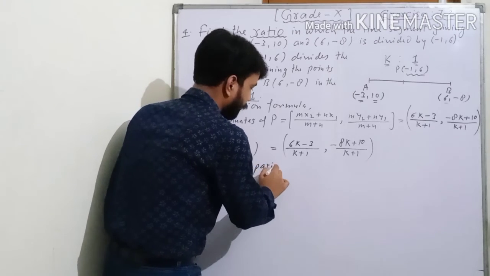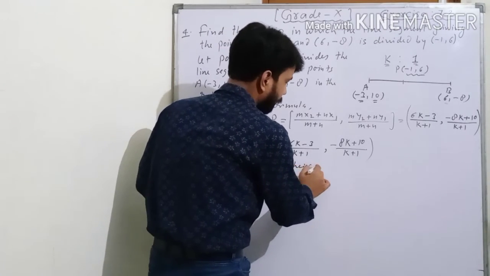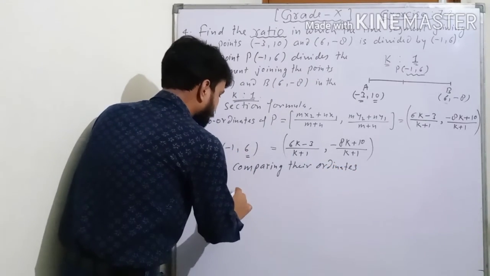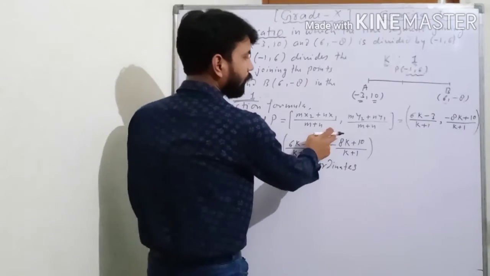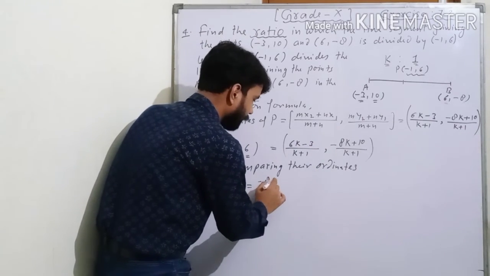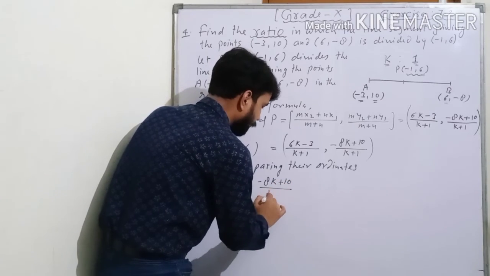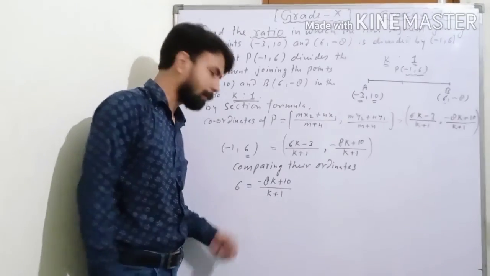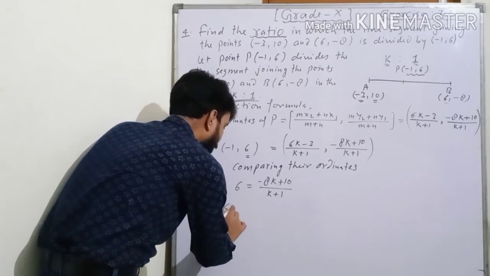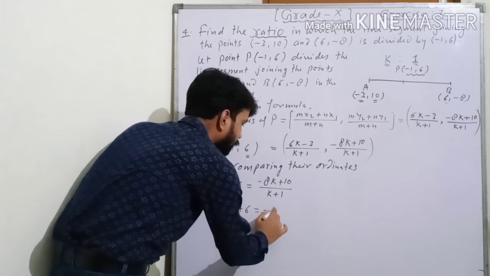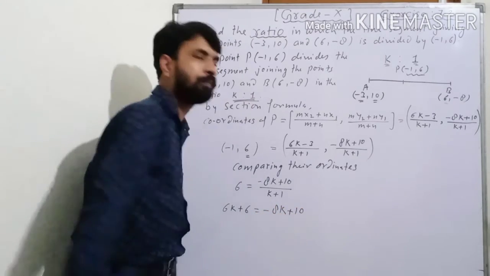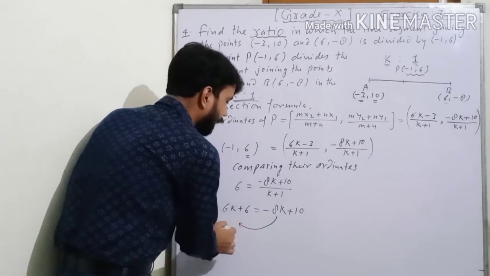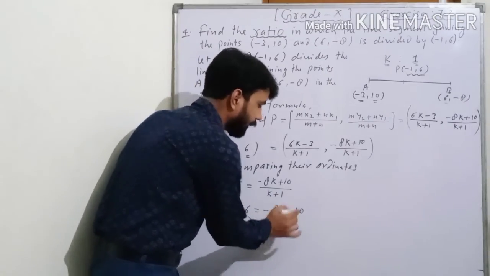Comparing their ordinates. Here the ordinate is 6. This is equal to the ordinate, minus 8k plus 10 upon k plus 1. Now this k plus 1 will be multiplied by 6. Then we will get 6k plus 6 equals minus 8k plus 10. Now we will collect all k's together. We will shift this negative 8k to the left hand side and this 6 to the right hand side.